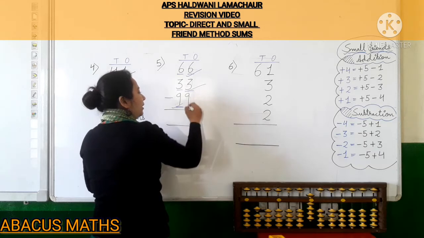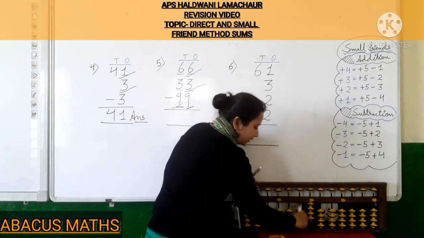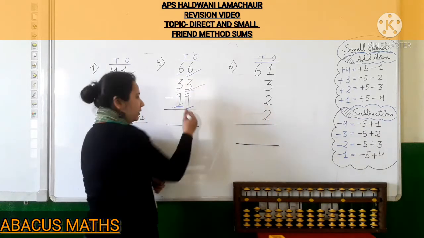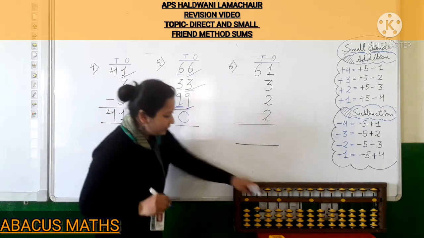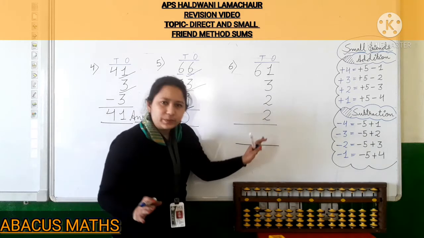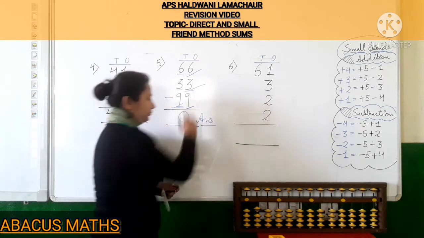We have subtracted. Now again minus 9 in ones rod. See, 5, 6, 7, 8, 9. And all subtracted. Now its answer is 0. 0 because see there nothing is left out. All is back to its place. So its answer is 0.